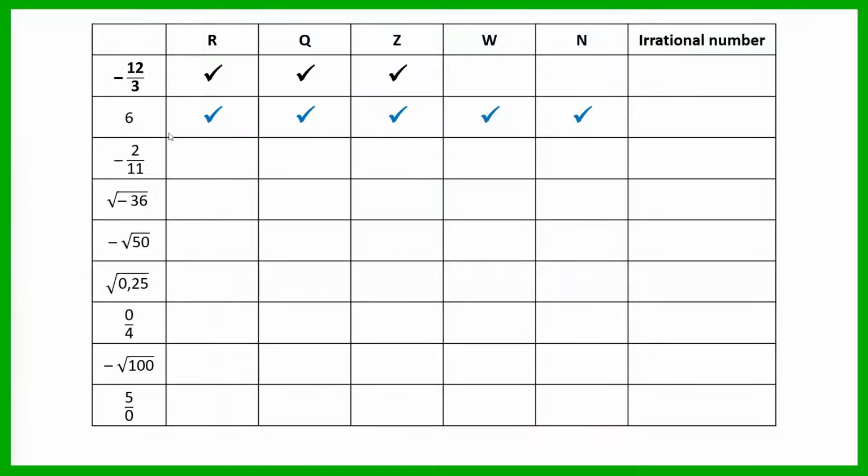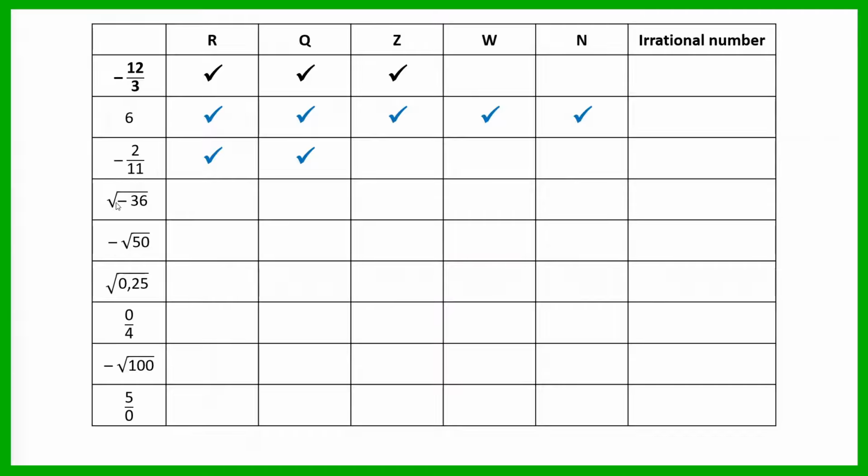So for number 6, you should have all of them ticked except for irrational number. The next one, negative 2 over 11, is a real number, and it is also a rational number, but you can't simplify that and get an integer or a whole number or a natural number. So that is as far as it goes, and it's not an irrational number because it is and can be written in the form a over b.